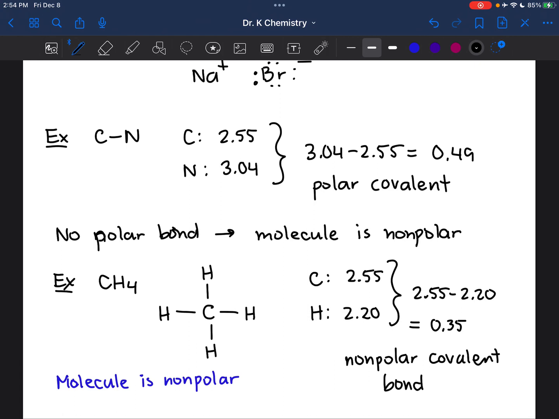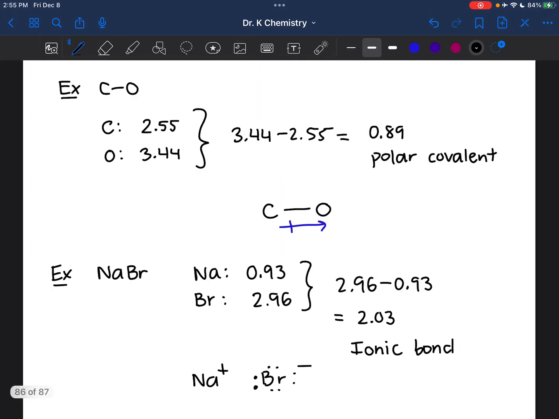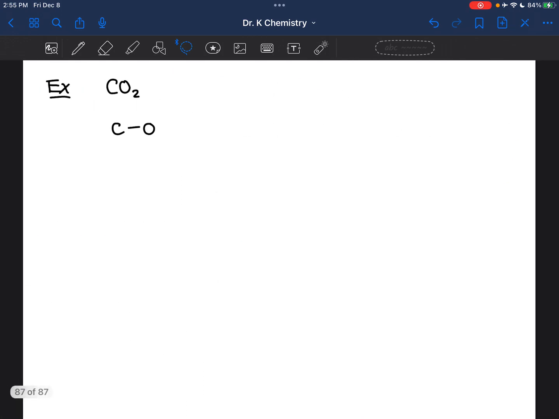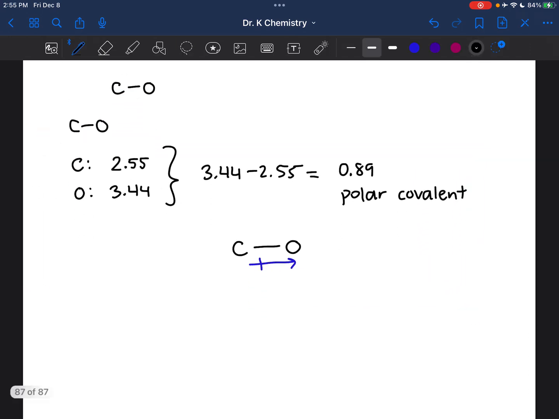Where things get a little bit trickier is if you have a polar bond. Because if you have a polar bond in a molecule, that does not necessarily mean that the entire molecule is polar. Then we have to think about it further. So let's look at an example of that. Let's say that we had CO2, for instance. I know that I'm going to have carbon-oxygen bonds here, and previously we calculated that, and we determined that the carbon-oxygen bond is polar covalent. So we definitely have a polar bond.